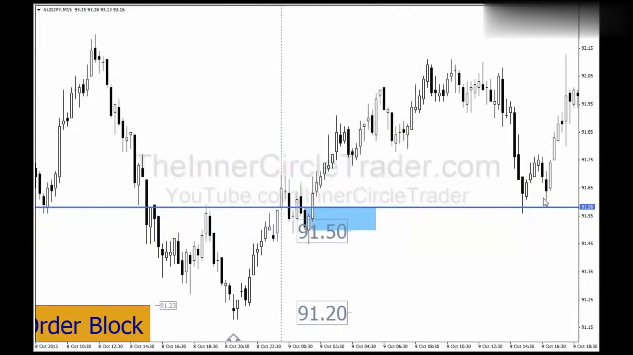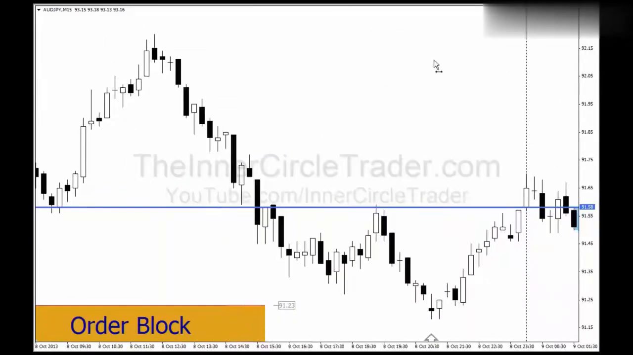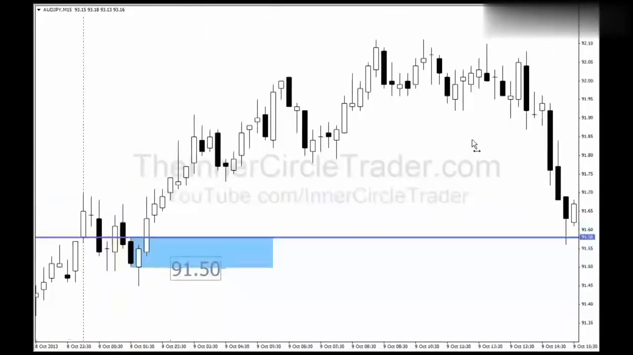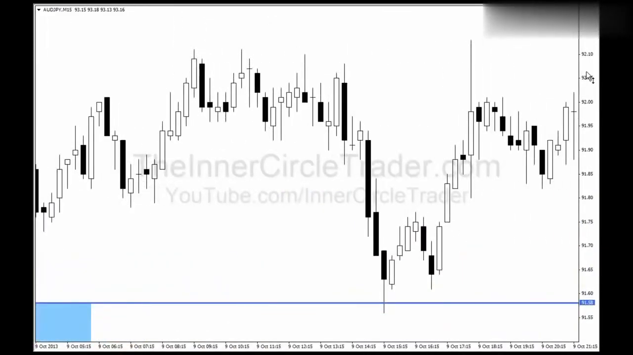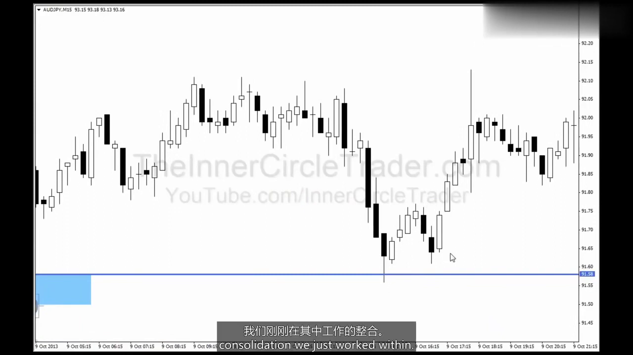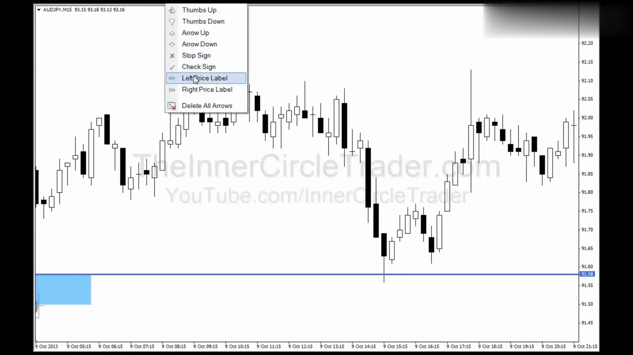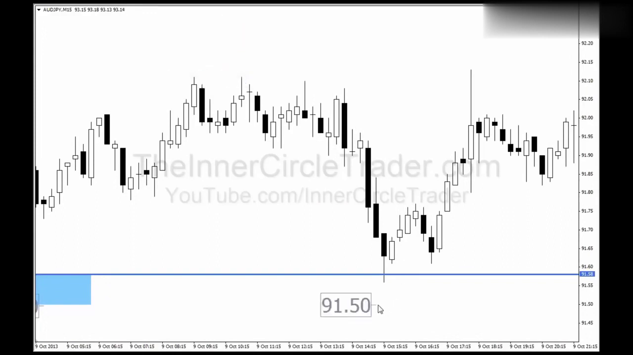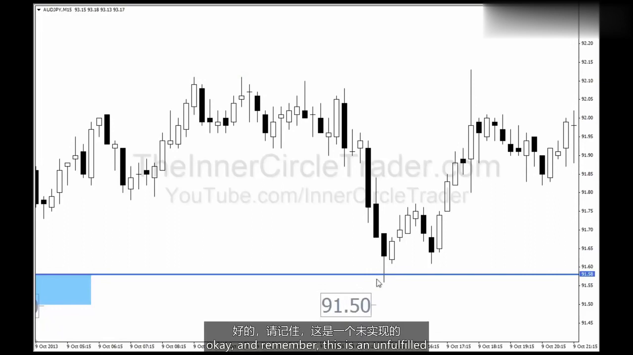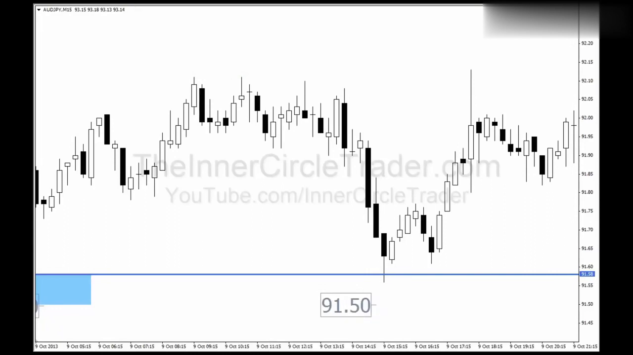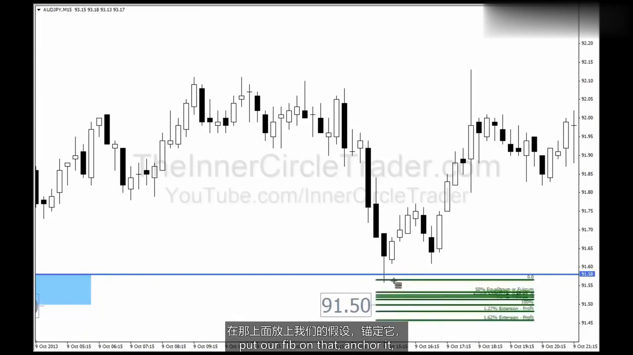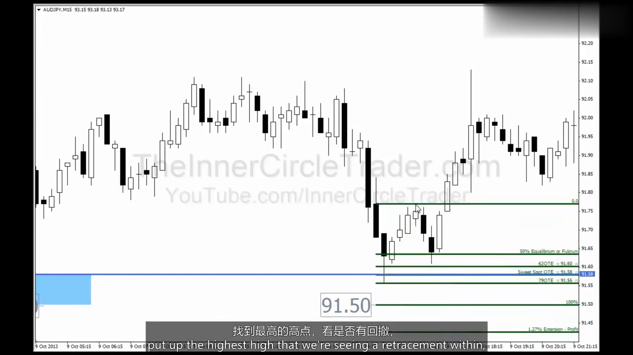Okay. Now, let's zoom in. I want to give you that as an example right in here. And this is that same little consolidation we just worked with. Let's use our reference point 91.50 again. Remember, this is an unfulfilled range application. So we have the 50 level, put our fib on that, anchor it, pull it up to the highest high that we're seeing a retracement within.